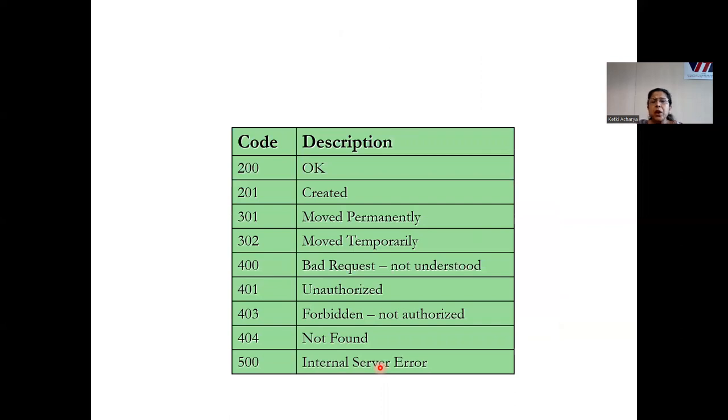So some of the status codes are 200. 201 is created, which means when you post some data, you get 201, new record created. 301 moved permanently. 302 moved temporary. 400 bad request, which means you are asking for some data which is not there, or trying to invoke some method which is not there, so it is a bad request.